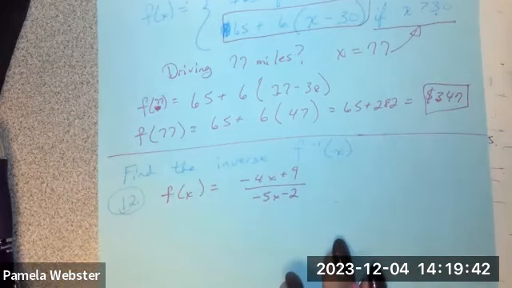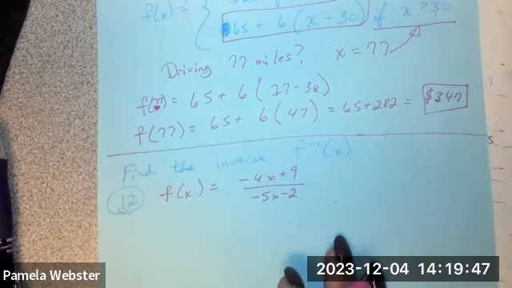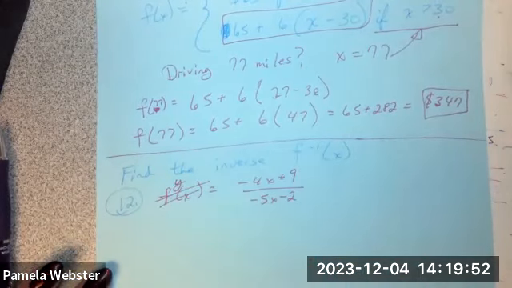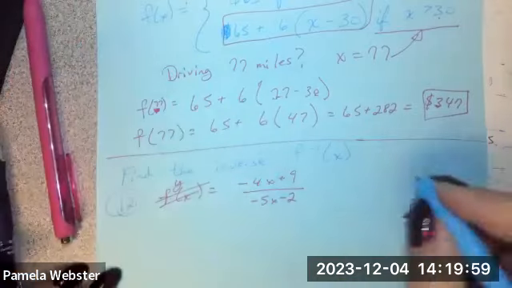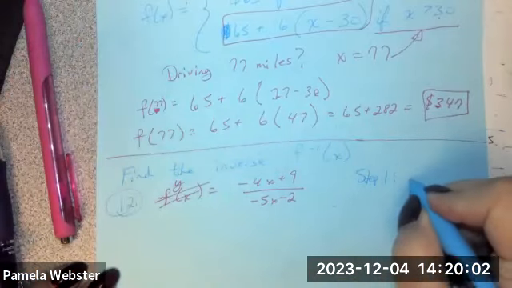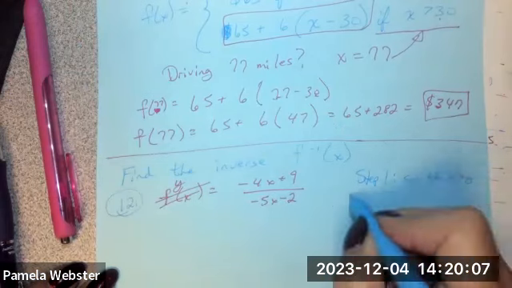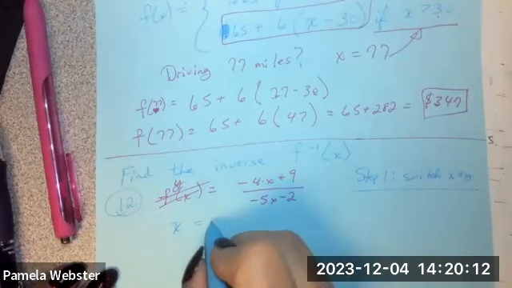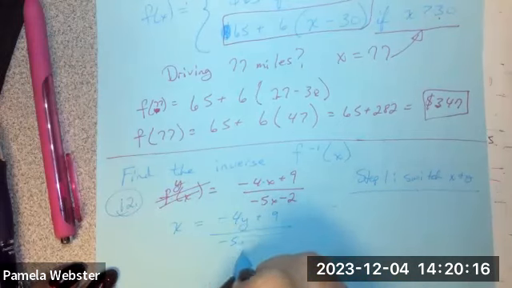It's going to be a little bit more complicated than the number 11, so we'll do this one instead. So remember what you do. Instead of f of x, we're going to call the left-hand side the y, so that I'm using the x and y variables whenever I do all this. And remember, step 1 was switch the x and y. So instead of y over here, it's going to be x equals. Instead of x over here, it's going to be -4y plus 9 over -5y minus 2.